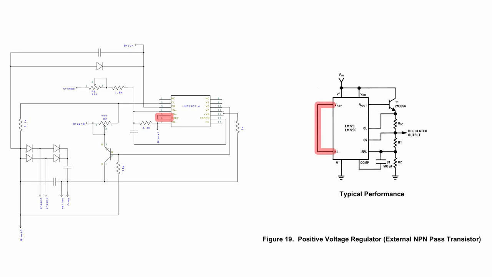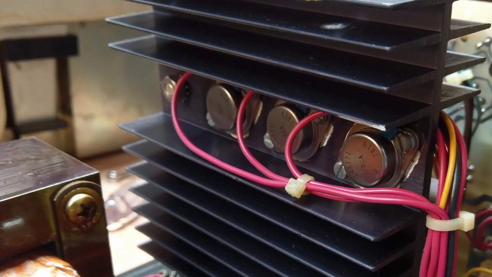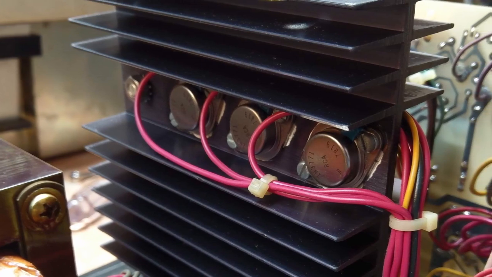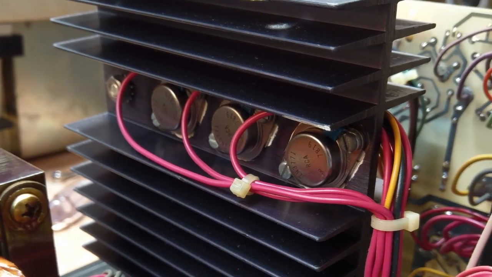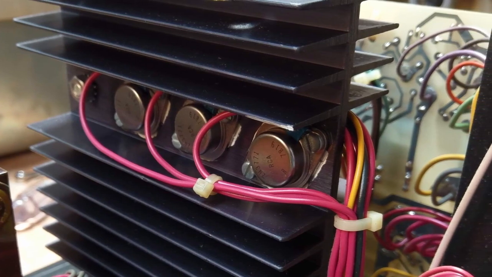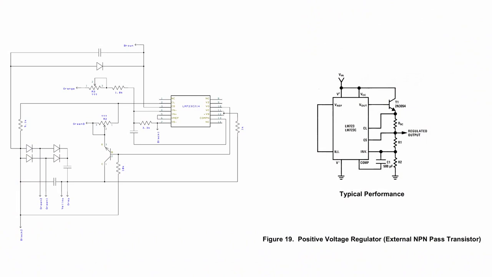And, you know, this says with an external NPN pass transistor. And that makes sense because we have this massive heatsink up here that has a bunch of external NPN pass transistors on it. So I am going to go out on a limb here and say that for the minus 12 volt rail, plus 12 volt rail, and plus 24 volt rail, we're using a voltage regulator that is set up pretty similarly to what is shown here.